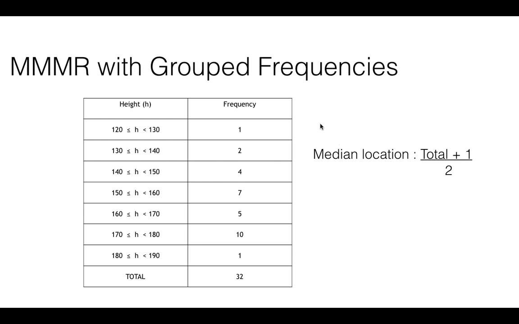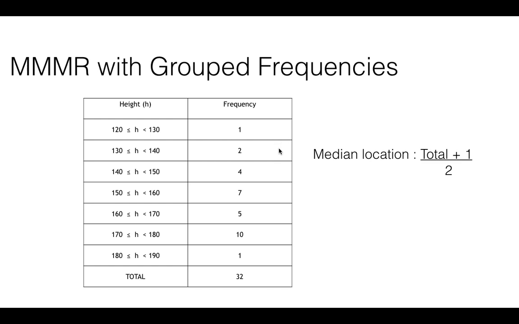The median, we still need to do this median location. So we total up our frequency. And here I have 32 individuals in total. And then we have to add 1 and divide by 2 to find our median location. So 32 plus 1, 33, divided by 2 gives us 16.5.